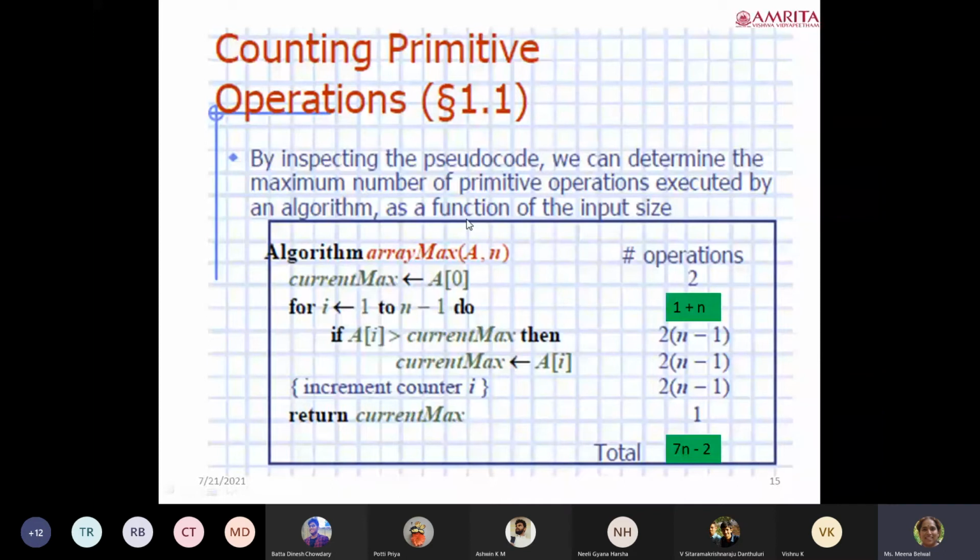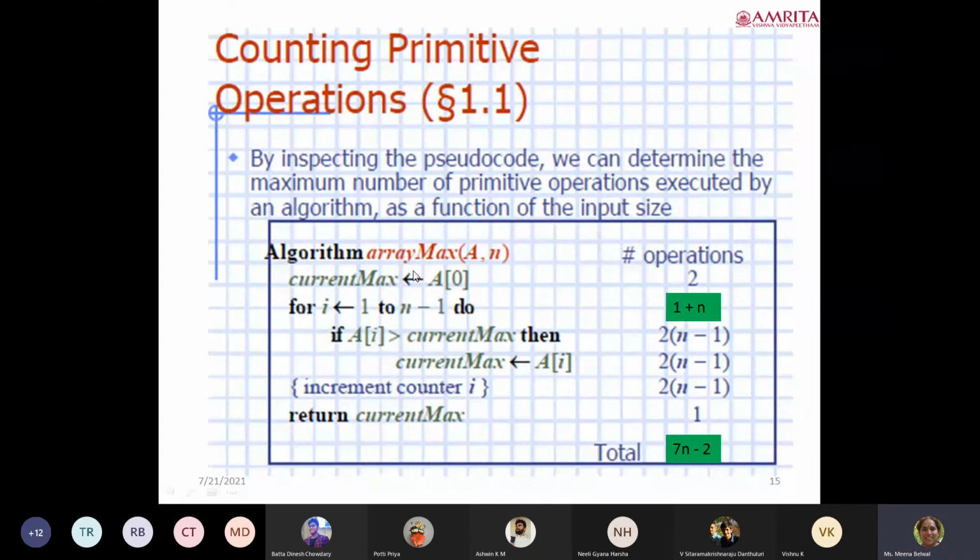algorithm. For this algorithm, this is there in the book also, students, in section 1.1. So if this algorithm is given to me and I want to find out the maximum number of primitive operations executed by this algorithm, we assume that n is the input size. So how do I find out the maximum number of primitive operations? Let us quickly do it. It is easy. Let us just see this.